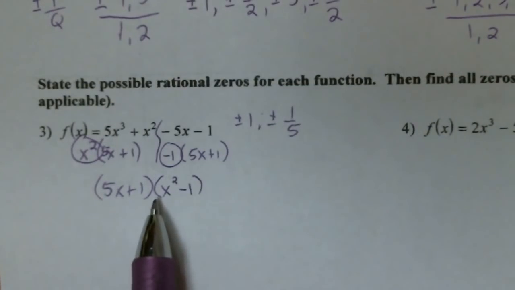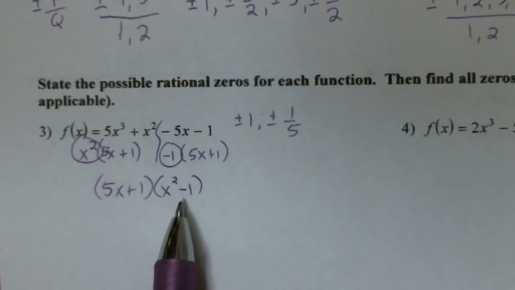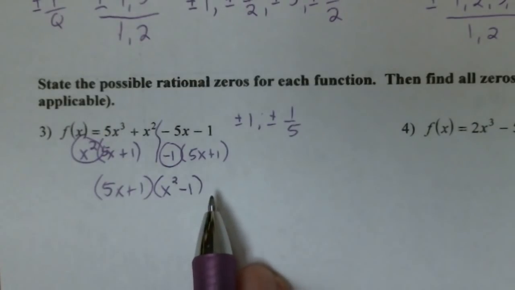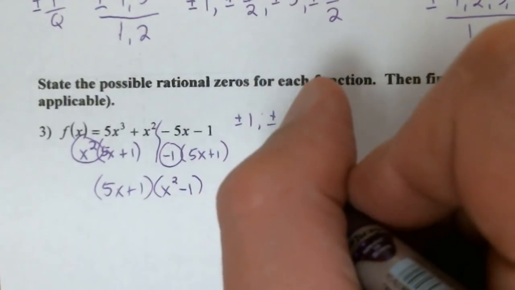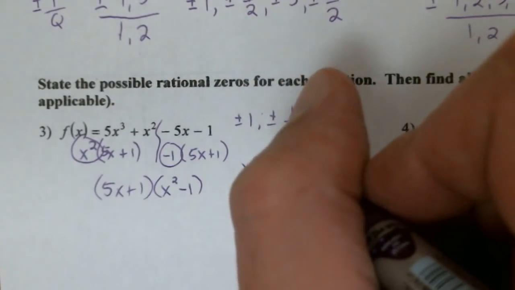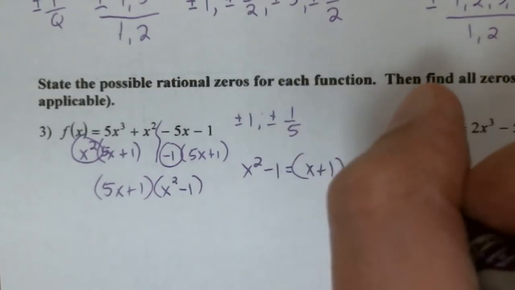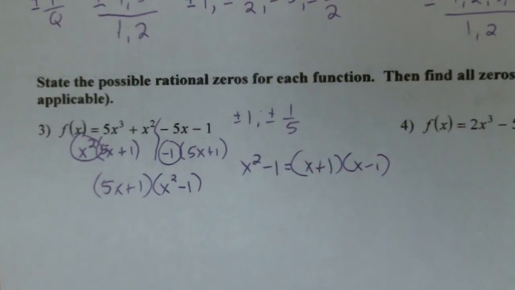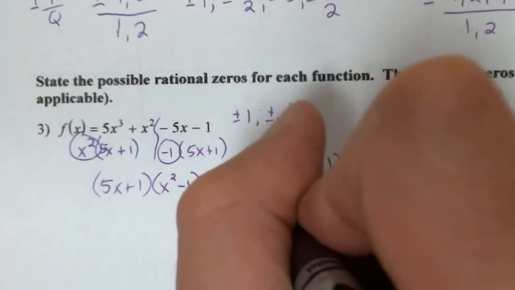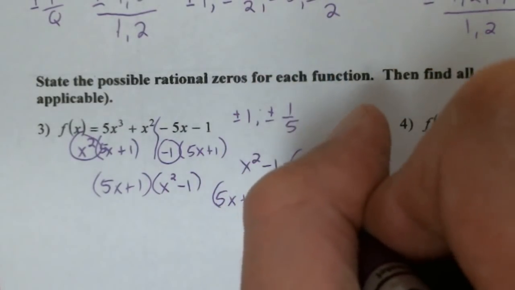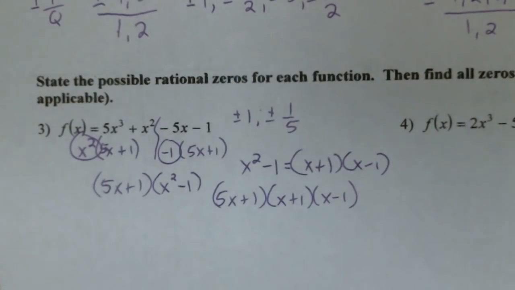Okay, so that's not fully factored. I can still factor x squared minus 1, and now you guys can see why we worked so hard last year and this year on factoring, so you can immediately recognize these things. This is a special case, just a difference of squares. So x squared minus 1 factors as x plus 1 times x minus 1. My final factored form is 5x plus 1 times x plus 1 times x minus 1.